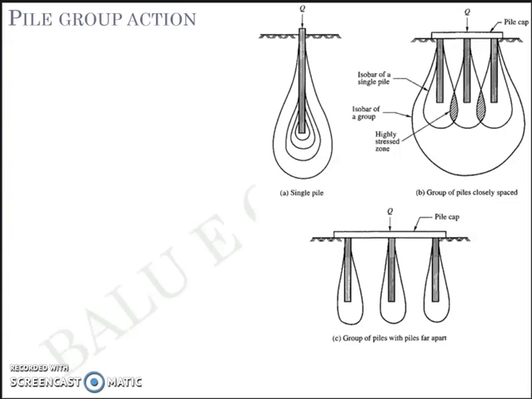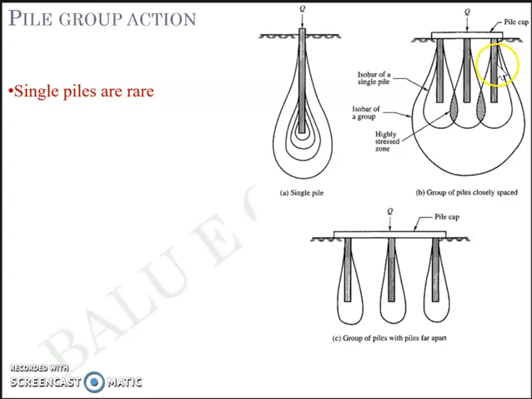Pile group action. Now in practice, the use of single piles is quite rare. We actually go for piles in groups, which means you have 3 piles here in this figure, which is connected at the ground level using a pile cap, and above the pile cap rests the pillar or the column from the superstructure, which means the load from the superstructure, which is transferred through the column, is taken by the pile cap and distributed to the 3 piles here.